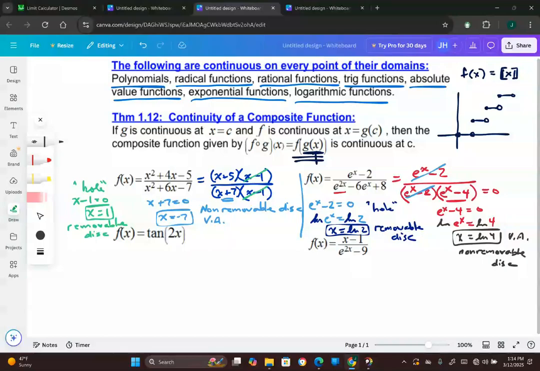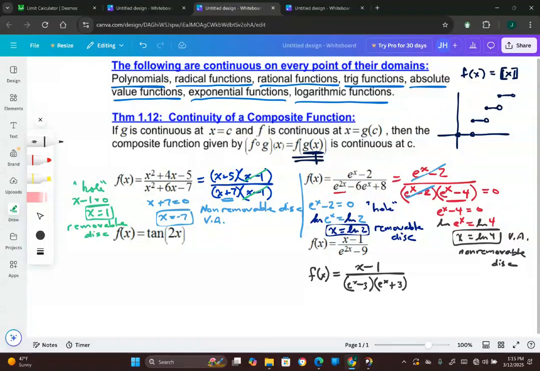Now, we're going to do another problem with e to the x here. We're just going to jump down here to this f of x problem. Obviously, the top doesn't factor. Now, the bottom, if you recognize it, this factors into e to the x minus 3 and e to the x plus 3. Nothing cancels.